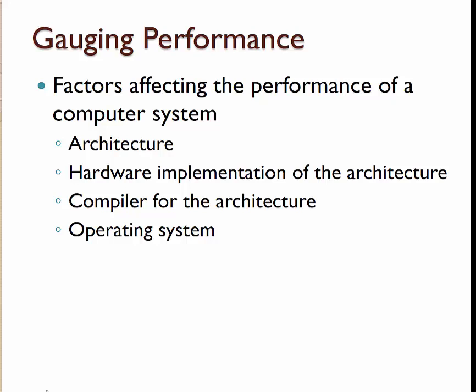There are several factors that can affect the performance of a computer system, and these factors include the architecture, the underlying hardware implementation, the compiler that's used for the language or for that particular architecture, and the operating system. To make definite measurements regarding the performance of any of these factors, one needs to hold all the other factors constant when taking the measure. So if you're going to measure the performance of the operating system, then the architecture, the hardware implementation, and the compiler used need to remain constant so they can be compared equally.